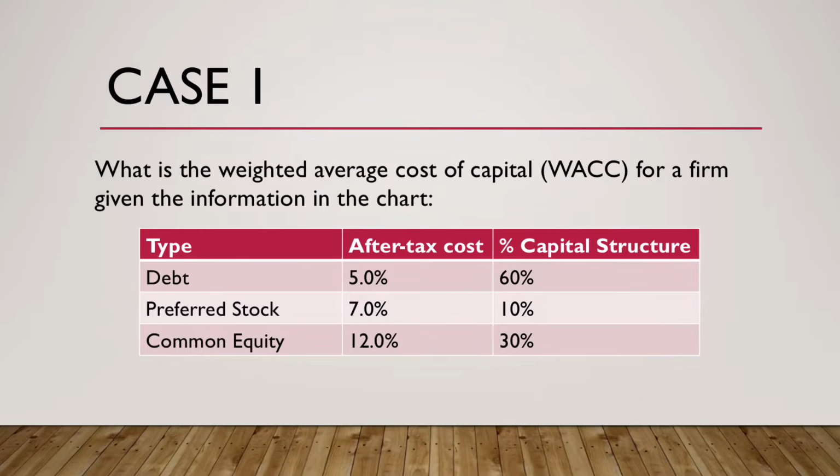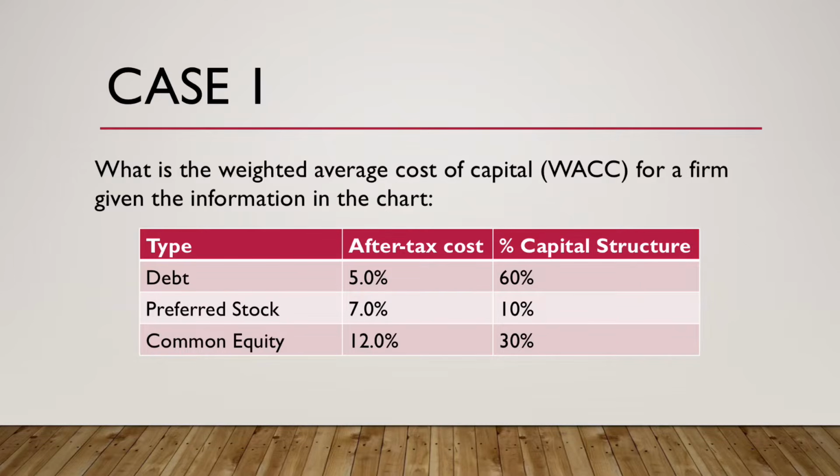What is the weighted average cost of capital, WACC, for a firm given the following information in the chart? Debt has an after-tax cost of 5%, representing 60% of the capital structure. Preferred stock has an after-tax cost of 7%, representing 10% of the capital structure. Common equity has an after-tax cost of 12%, representing 30% of the capital structure.